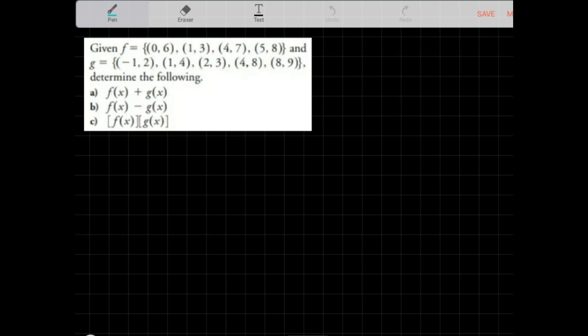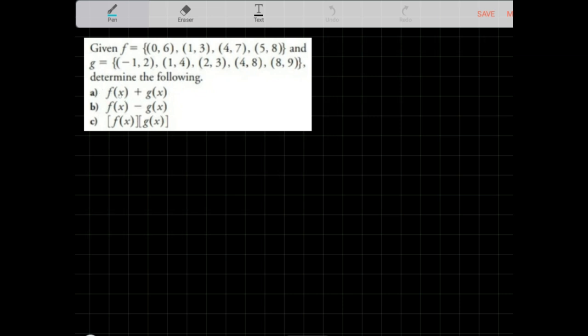Alright, let's take a look at a question regarding operations of functions. So here we have two functions, f, which has a series of ordered pairs: 0 and 6, 1 and 3, 4 and 7, 5 and 8. And we have another function, g, which has an ordered pair set of negative 1 and 2, 1 and 4, 2 and 3, 4 and 8, and 8 and 9. Okay, so we want to determine the following.